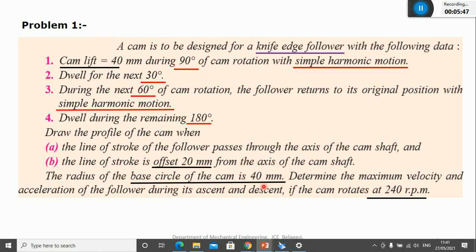The base circle radius of the cam is 40 mm, and determine the maximum velocity. You need to find out the maximum velocity and maximum acceleration of the follower during its ascent and descent. Ascent is nothing but whenever the follower is moving in an upward direction. One more name for ascent is outstroke, meaning the follower is moving upward. Descent means it is a return stroke; the follower will be moving in a downward direction. And the cam is rotating with a speed of 240 rpm. So this is the given data. Just wait for a second.